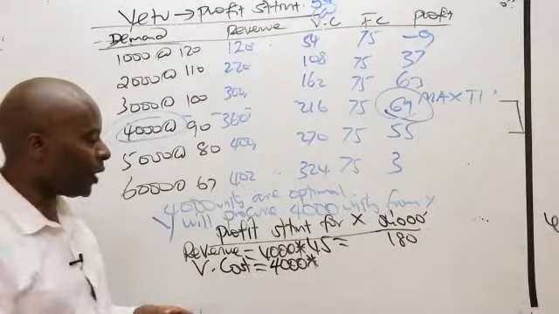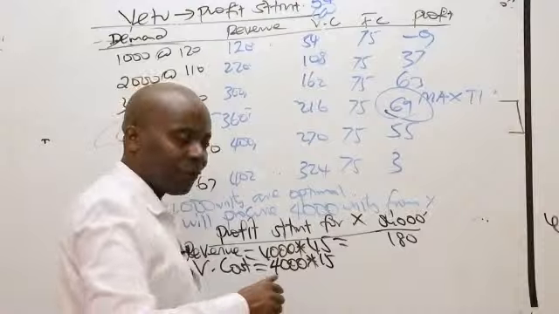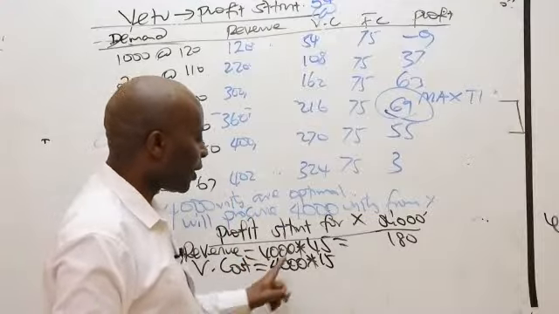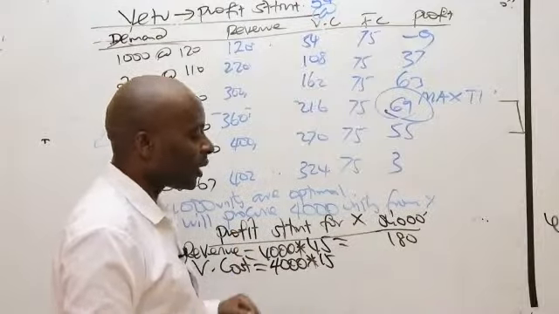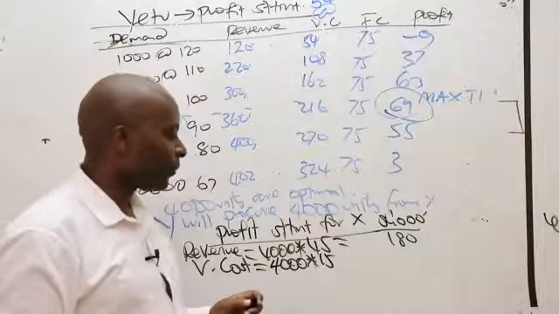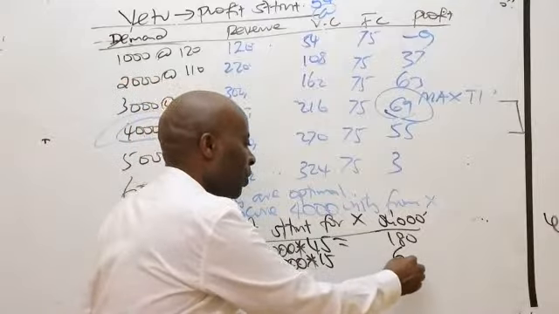So 4,000 at 15. Thank you very much, Boniface. So 4,000 times 15 gives us how much here? 60. Thank you very much.